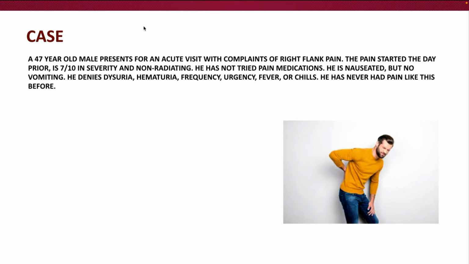So here's a case study. A 47-year-old male presents for an acute visit with complaints of right flank pain. The pain started the day prior and is a 7 out of 10 in severity and non-radiating. He has not tried pain medications. He does say he's nauseated, but no vomiting. He denies dysuria, hematuria, frequency, urgency, fever, or chills. He's never had pain like this before.